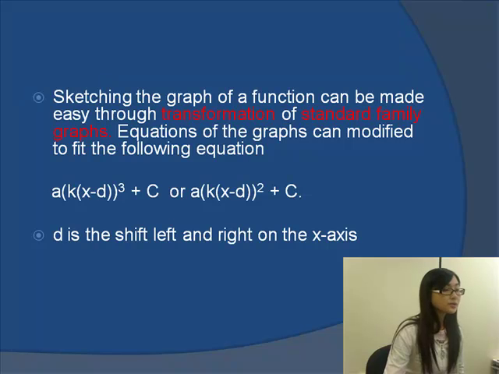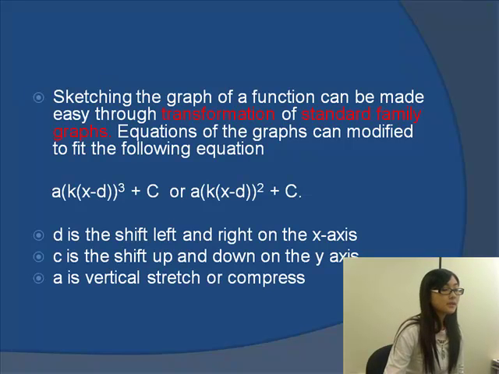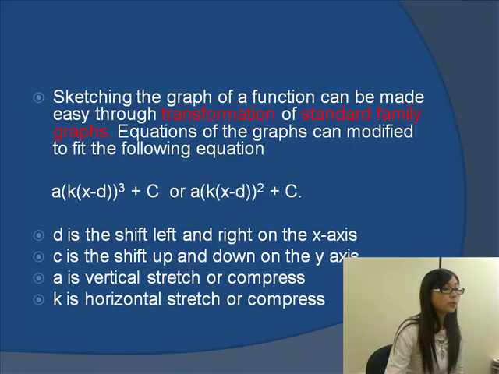where D is the horizontal shift left and right on the x-axis. C is the vertical shift up and down on the y-axis. A is the vertical stretch or compress, and K is the horizontal stretch or compress.